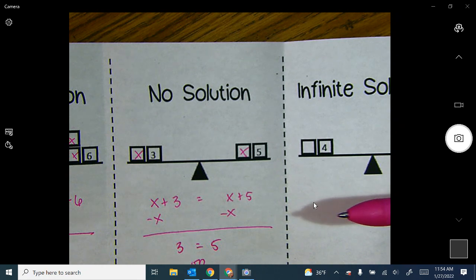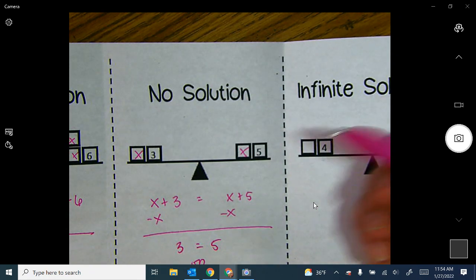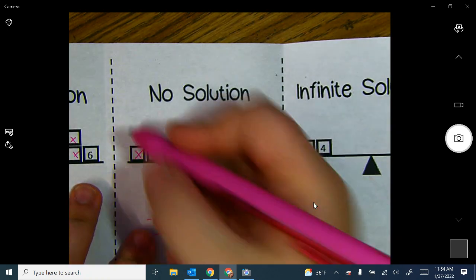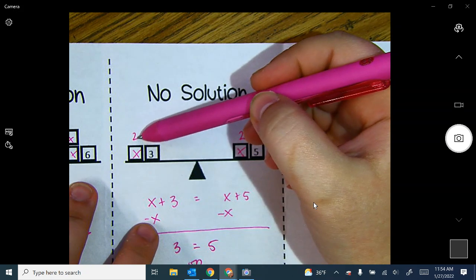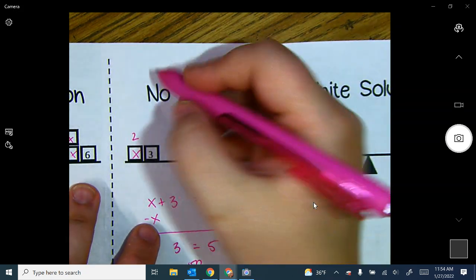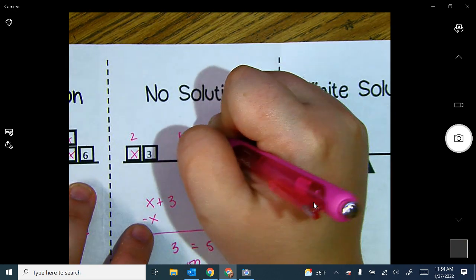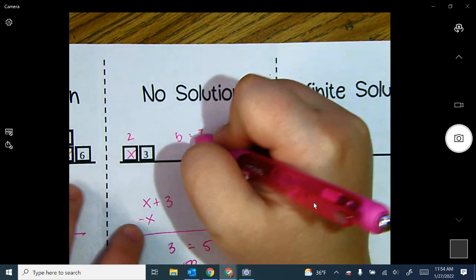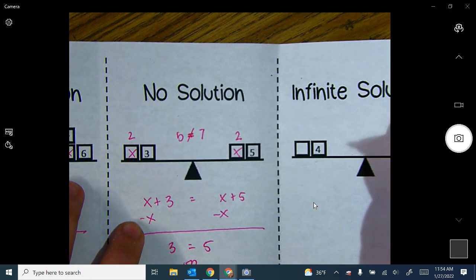So just to be sure, let's go ahead and test out a couple numbers to make sure that none of them work. So let's say that x is 2. Okay, on the left side, I would have 2 plus 3, which is 5. Then on the right, I would have 2 plus 5, which is 7. Obviously, those are not equal to each other. So 2 could not be a solution.